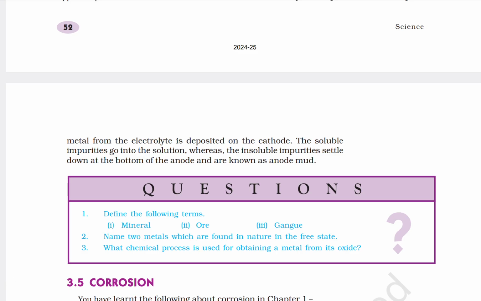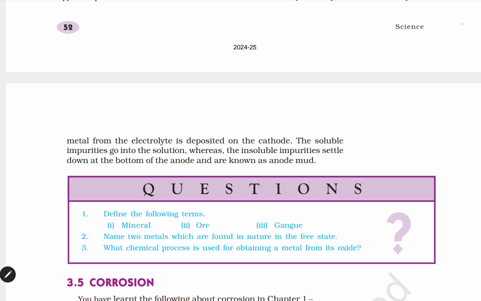At the anode, the oxidation process takes place. The impure copper will give Cu2 plus and 2 electrons. Copper ions go into the solution. At the cathode, the reduction process takes place. That means Cu2 plus will gain 2 electrons to give pure copper. So copper ions deposit as pure copper over there. Pure copper is deposited on the cathode, that you need to remember, and impurities settle down below the anode as anode mud, right? So this is one method.